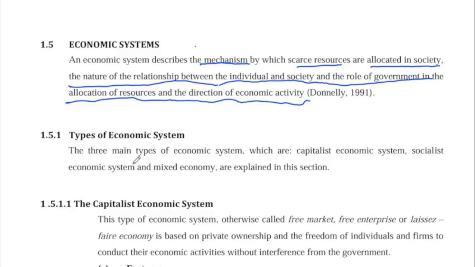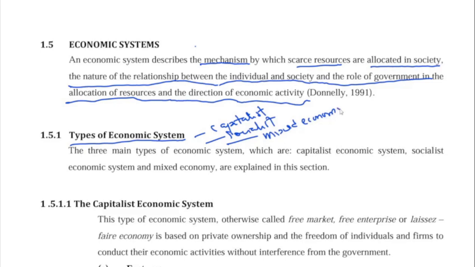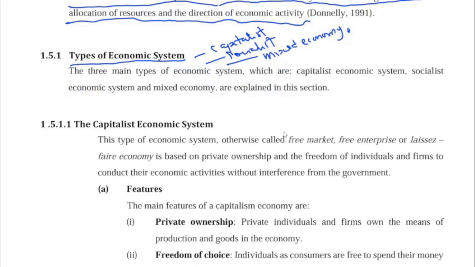So, what are the types of economic system? There are three. We have the capitalist, we have the socialist, and we have the mixed economy. So let's quickly dive right into each one of them. The first one is the capitalist economic system.